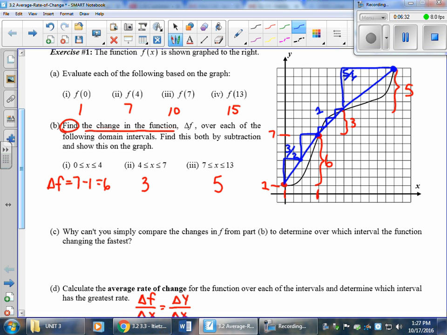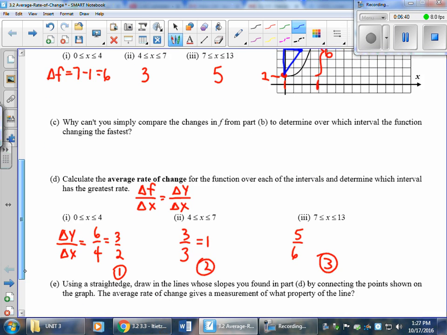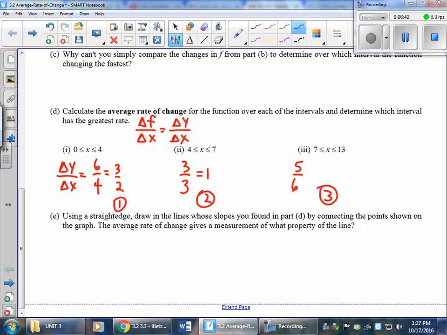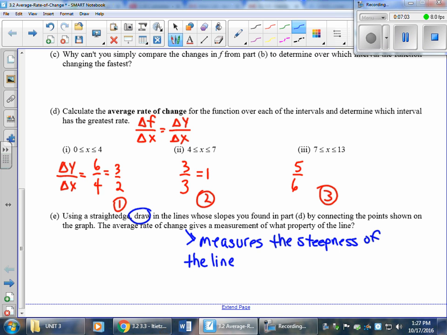So the question also says, the average rate of change gives a measurement of what property of the line? Well, basically, it measures the steepness of the line. So going back down here, we drew this. So the average rate of change measures the steepness of the line. And of course, in our equation, we know we refer to that as the slope of the line.